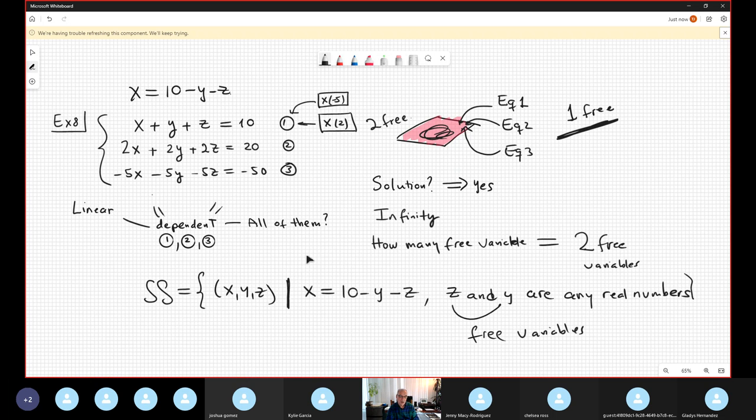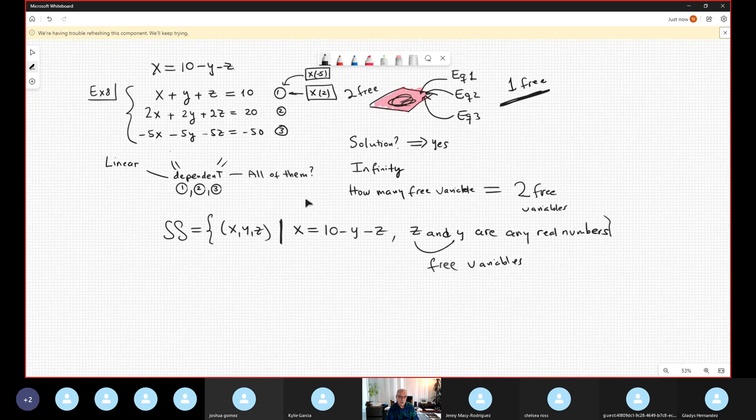Another terminology is to express it like (X, Y, Z). In the X position, you put 10 minus Y minus Z, and then Y and Z. It's equivalent. Does everyone understand this very well?